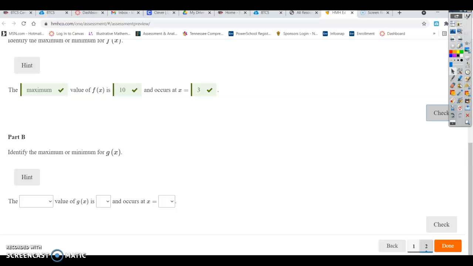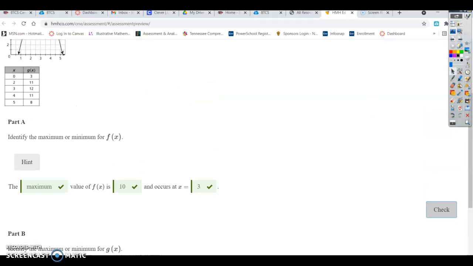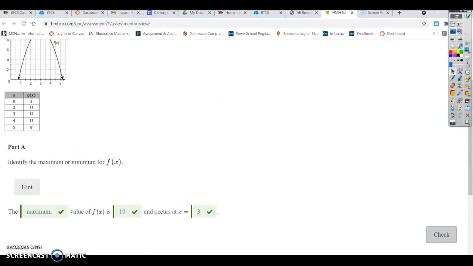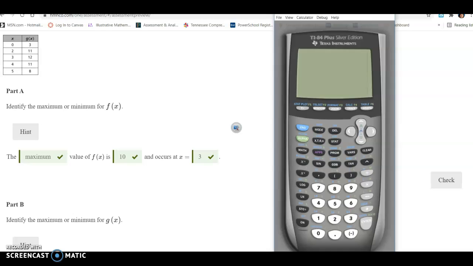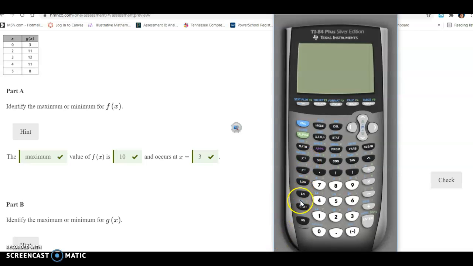Alright, then it says identify the maximum or minimum of g of x. So if you come up here and look, it gives you a table of values. So if you look, you can see that these go up and then they come back down. Alright, you can also graph the points in your table as well. So I've already graphed these just to save a little bit of time, but if you go to Stat and you hit Edit, you can put the points.